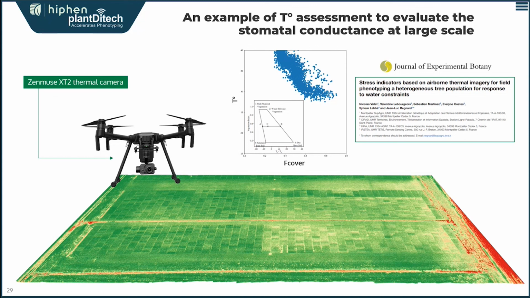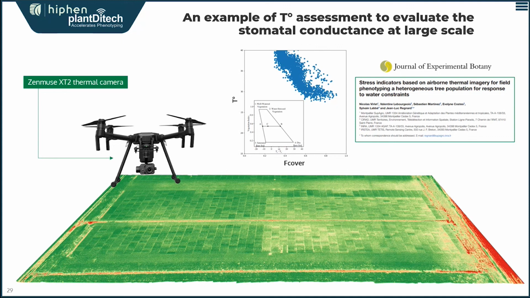The first one is temperature. So temperature is a really, really tricky trait to play with because soil is always much warmer than the canopy. So if you look at the global temperature of your canopy, you will be sensitive actually to the F cover. So the lower your F cover, the higher will be your temperature. The higher your F cover, the lower will be your temperature, whatever the stomatal conductance is.